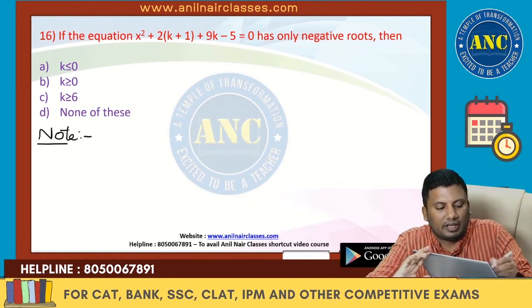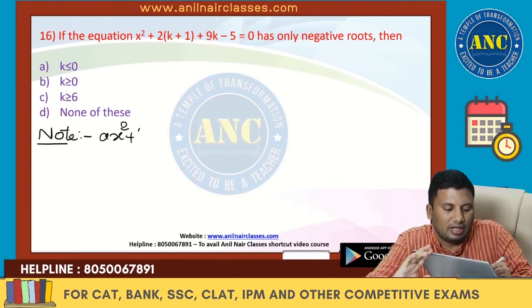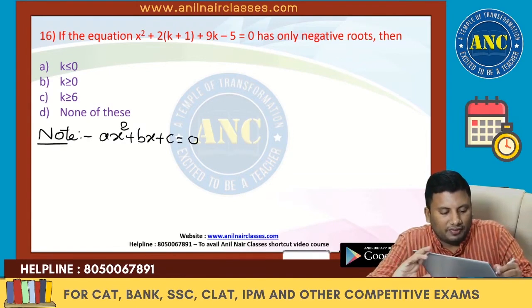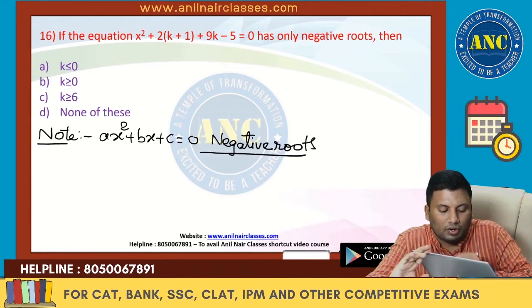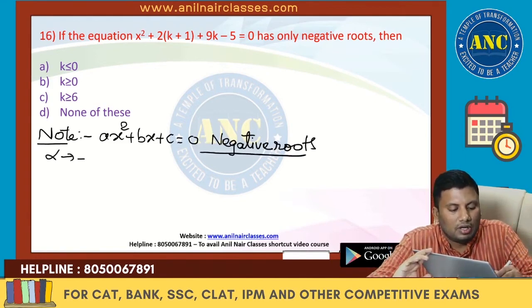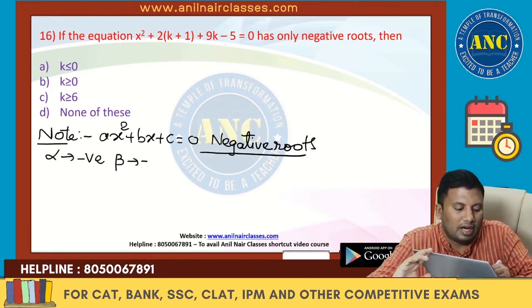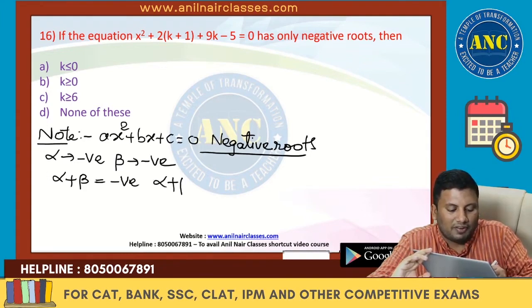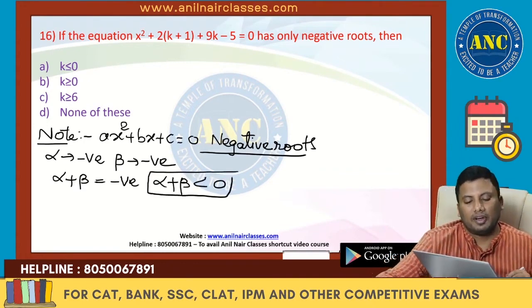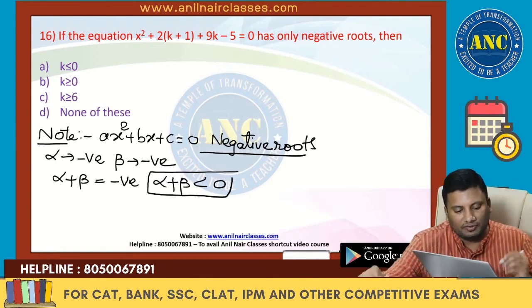Please make a note of it. Suppose there is an equation ax square plus bx plus c equivalent to 0. If this equation has got negative roots, what do you mean by negative roots? Alpha is negative and beta is negative. So alpha plus beta will always be negative. That means alpha plus beta should be less than 0, first condition.